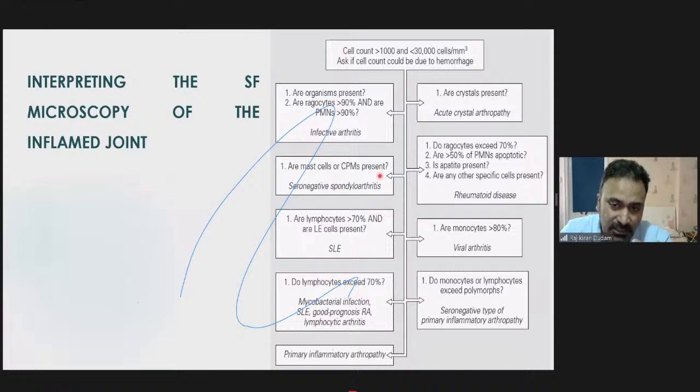There are other cells, I'll tell you, cytophagocytic mononuclear cells, which are very characteristically seen in seronegative spondyloarthropathies. If you have a doubt that it is an SPA, you can ask your pathologist to look specifically for these cells. I'll tell you what these are. And if you have predominant lymphocytes, more than 70%, it can happen in lupus, it can happen in tuberculosis. And if you have predominantly monocytes, think of viral arthritis. So just to make it simple: polymorphs, infective; polymorphs and lymphocytes, think of rheumatoid; predominantly lymphocytes, SLE and TB; and predominantly monocytes, think of viral.